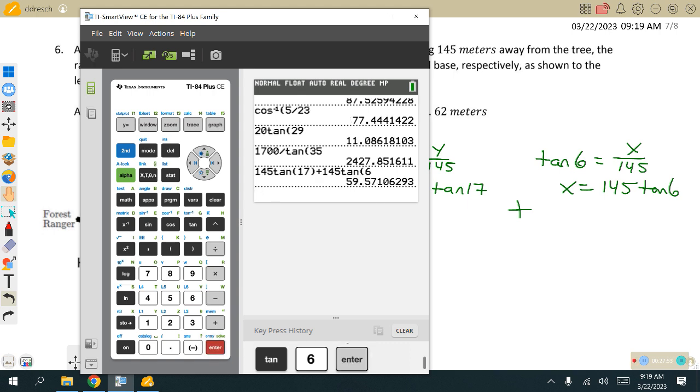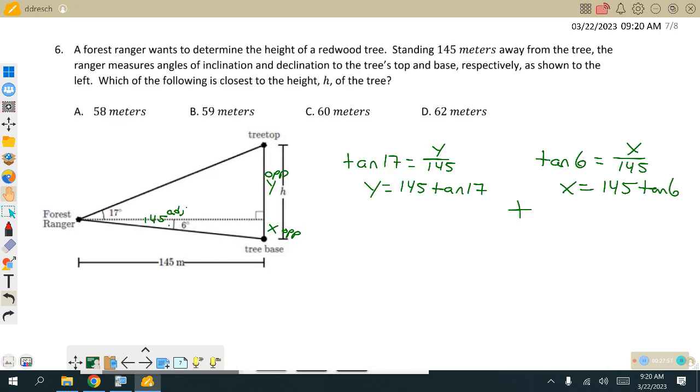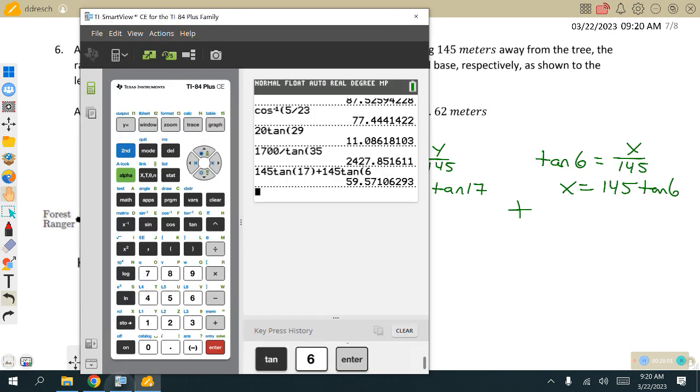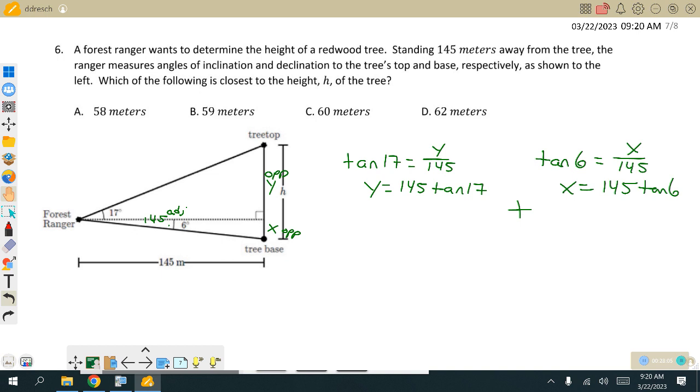Based off that answer, where would you round that, and which answer would you choose? I would choose C as well. 59 point, what was it? 57. Based off our rounding skills, we would choose letter C. That is correct. Good SAT question right there. All right, that's our trig.